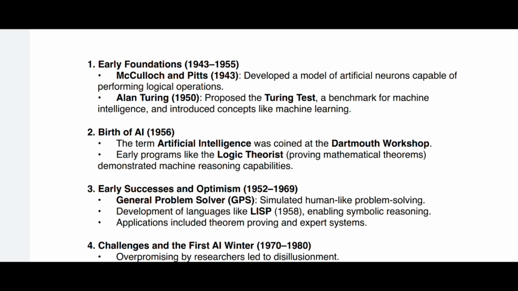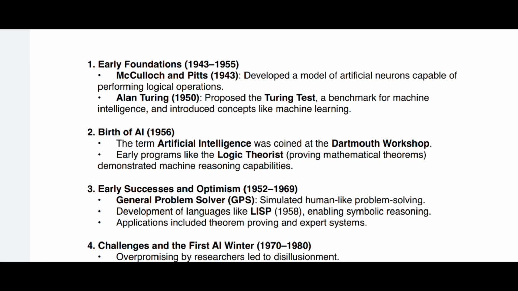Languages we use at present include Python, Kotlin, Java and C++, a lot of languages are there. At that time, in 1958, the LISP language was used, enabling symbolic reasoning, and applications included theorem proving and expert systems.